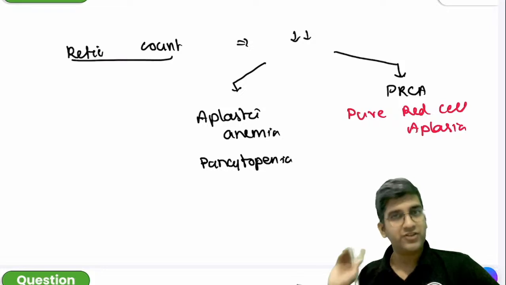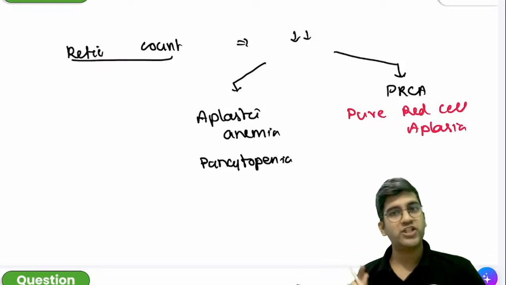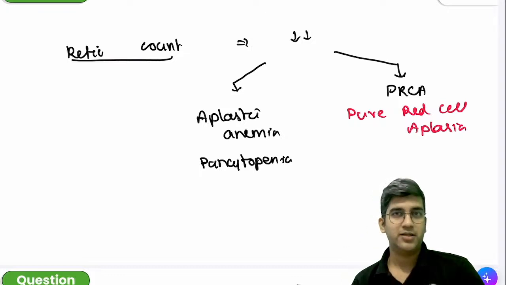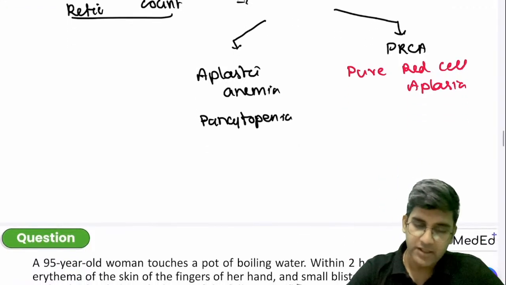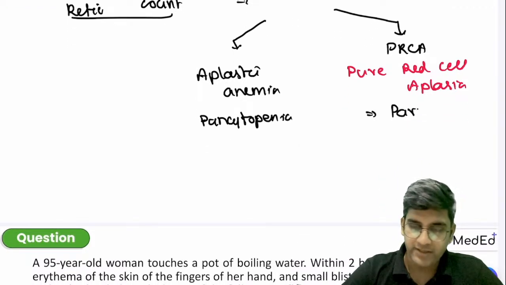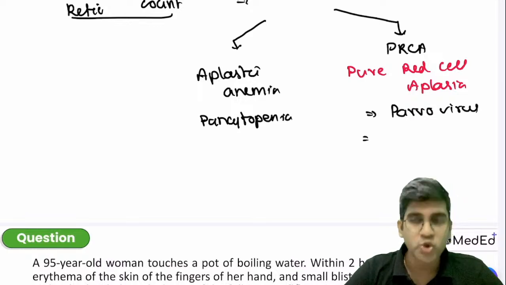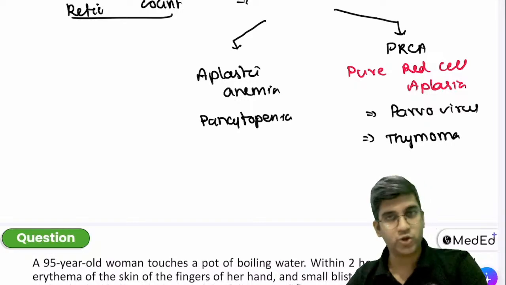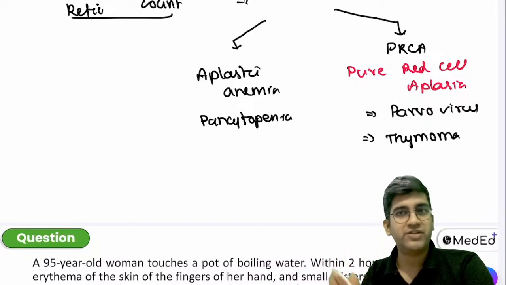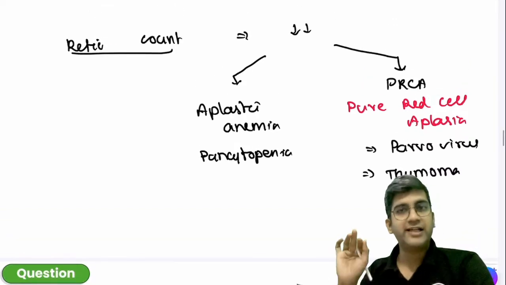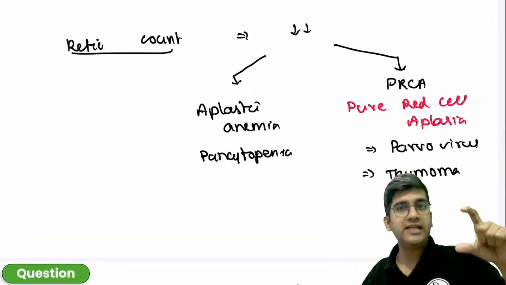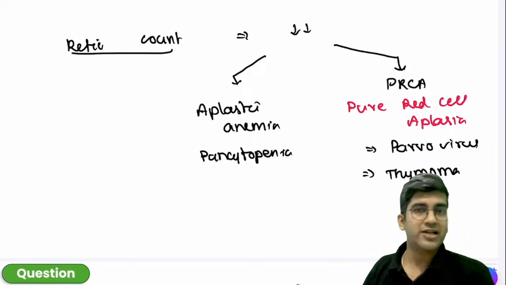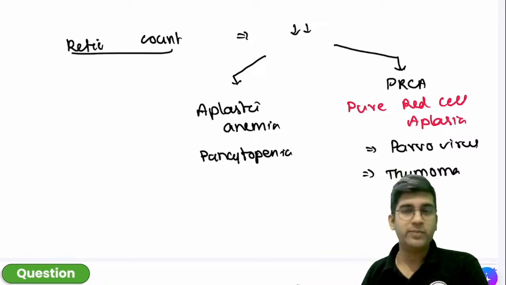PRCA also came once in the exam. There's a virus which causes PRCA. That virus also has one more appearance called slap cheek appearance. Parvovirus causes PRCA. And also one tumor, thymoma. PRCA is a paraneoplastic syndrome, right? Parvovirus destroys only RBCs, nothing else will happen to the others. So if the reticulocyte count is reduced, look whether all three lineages are affected, RBC, WBC, platelets, that's aplastic anemia. Only RBC, pure red cell aplasia, right? These are the only two places where the retic count will be reduced, fine?